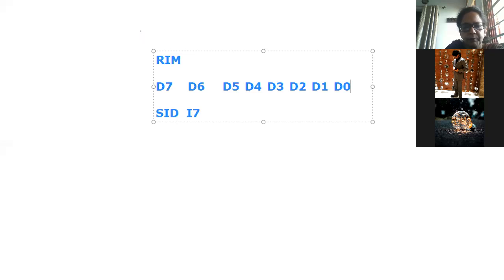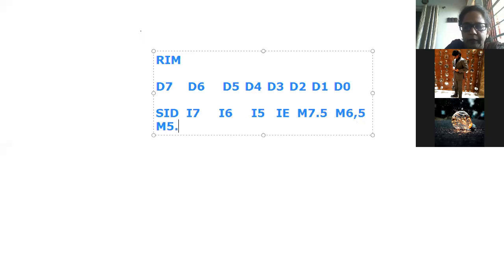Correct. I 7.5, I 6.5, I 5.5. So these are nothing but the pending status of the interrupts. Then interrupt enable. Then you have whether mask 7.5 is set, then mask 6.5, and then mask 5.5. Okay. So what is the meaning of this?